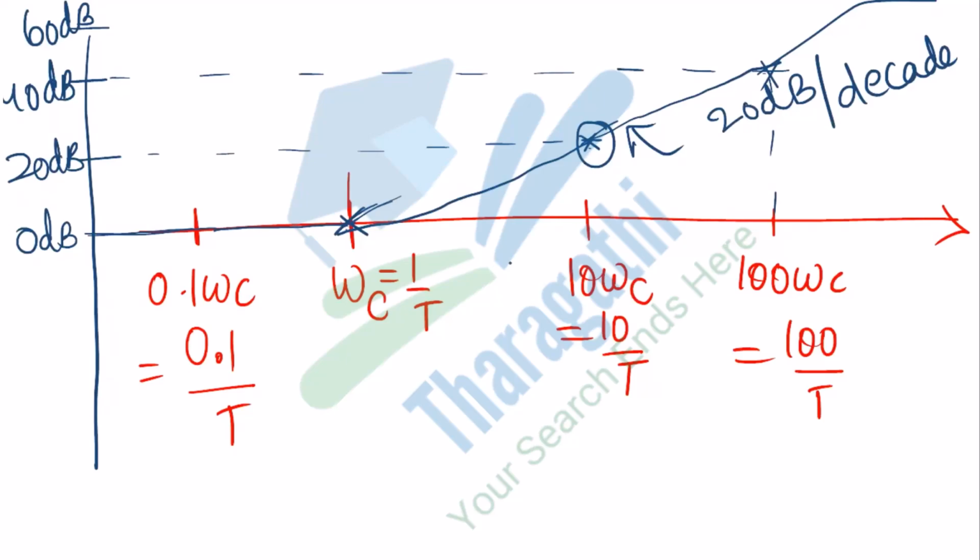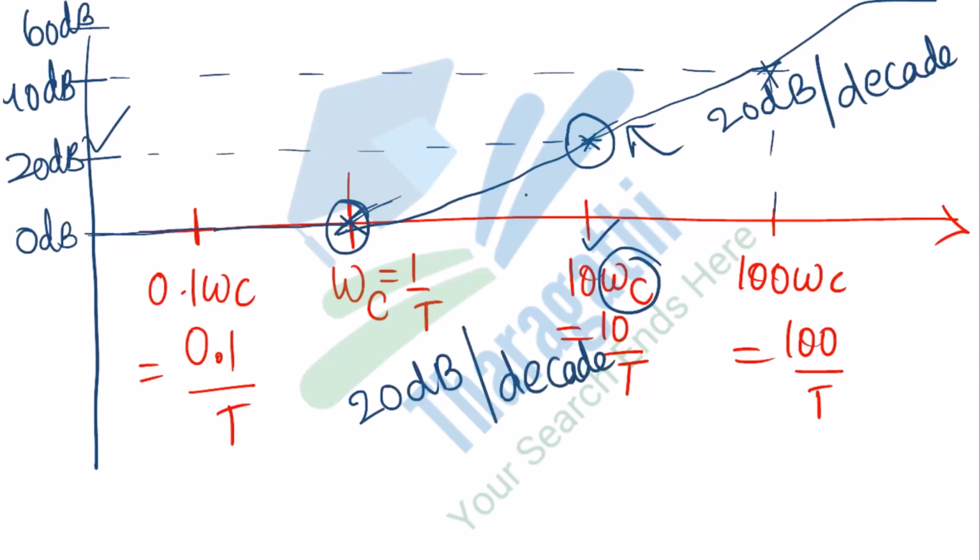So here this is the magnitude of 1 plus j omega T at omega equal to omega c, and this is the magnitude of G of j omega and H of j omega at omega c equal to 1 by T. The value is 20 dB at omega equal to 10 omega c. You know that this is the decade frequency of omega c. So if you observe, the gain is having a change of 20 decibels per decade.